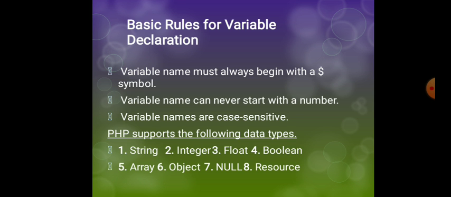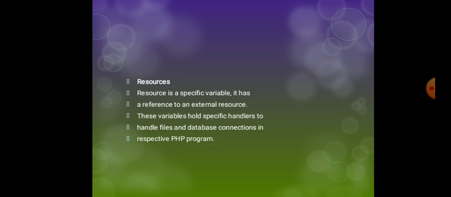Next, PHP supports the following data types: string, integer, float, boolean, array, object, null, resources. Already we have learned about many data types previously. Especially the resource is a specific variable. It has a reference to an external resource. These variables hold specific handlers to handle files and database connections in the respective PHP program.